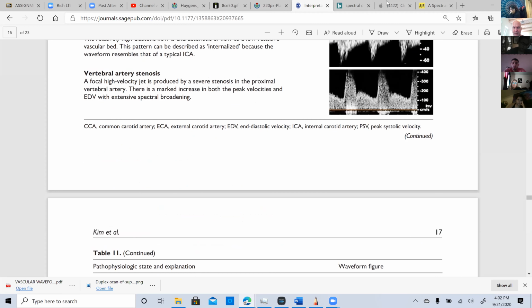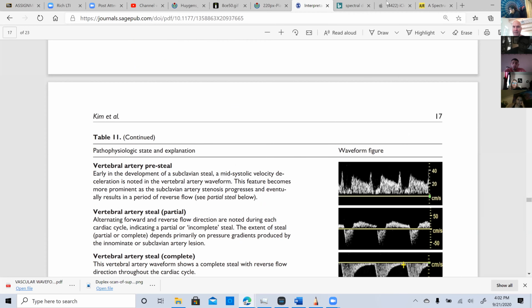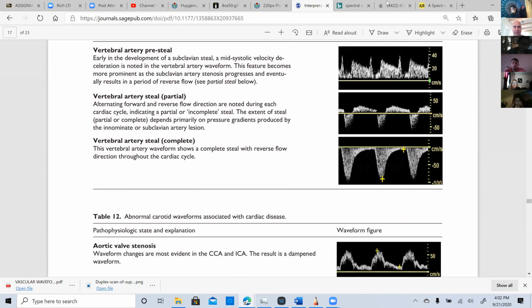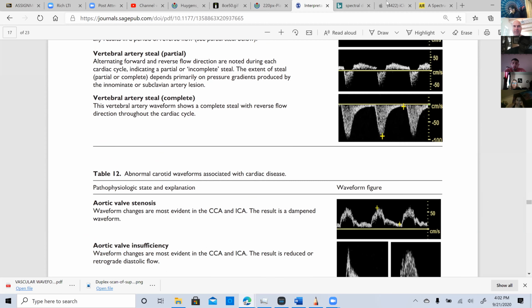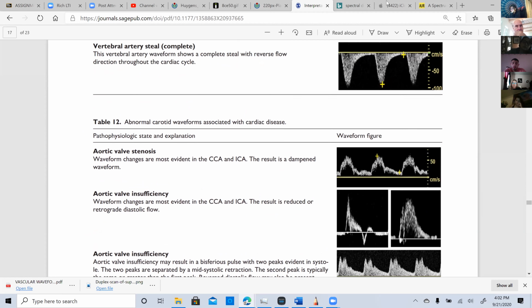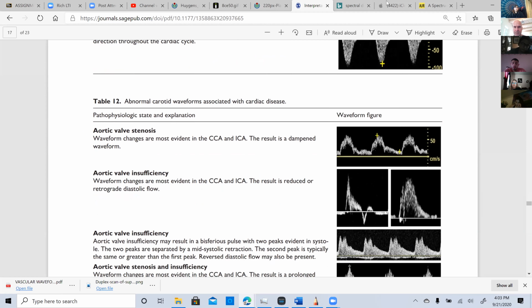Okay, oh my God, it just keeps going on. There's a nice bunny rabbit. Vertebral steal there. Partial steal, and then the one at the top now, when we saw this earlier at the very beginning of this article, that's a reversed flow, complete vertebral steal.